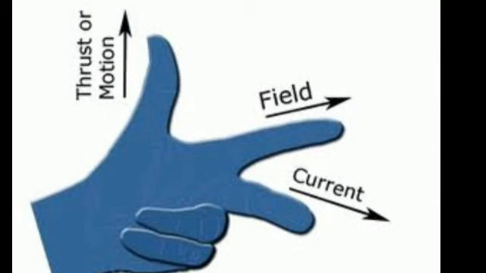According to this rule, the left-hand thumb, index finger and the middle finger are stretched so as to be perpendicular to each other. It is shown in the figure. If the index finger is in the direction of the magnetic field and the middle finger points in the direction of the current, then the direction of the thumb is the direction of the force on the conductor. This is called Fleming's left-hand rule. You can also use your left hand and try this at home.